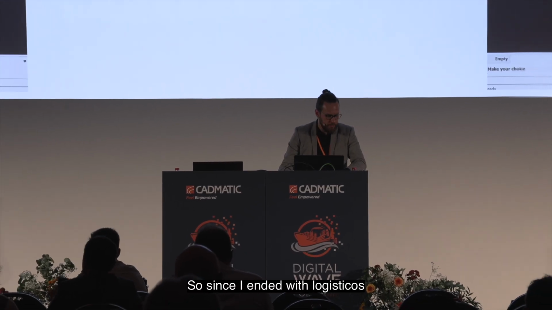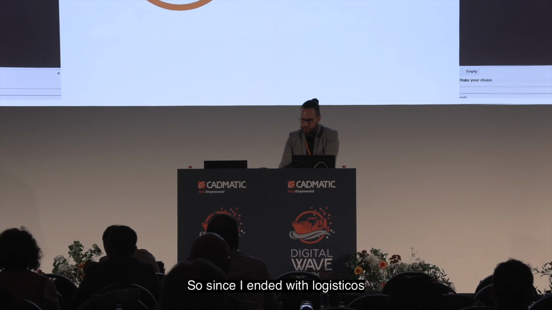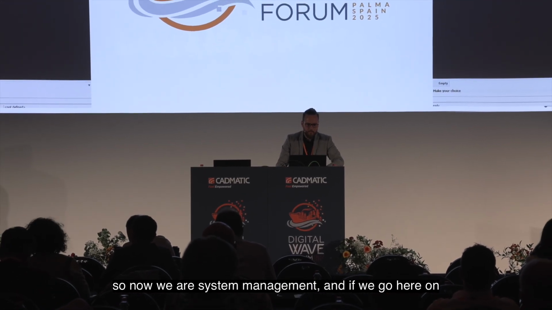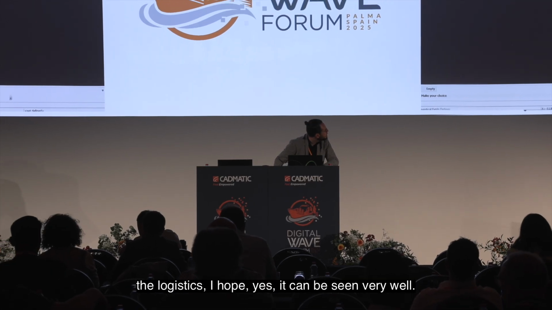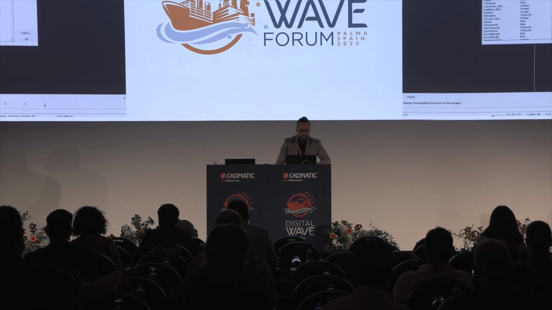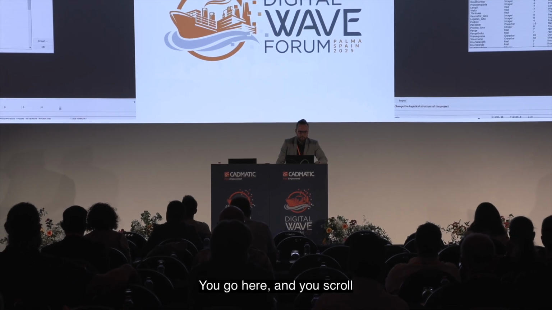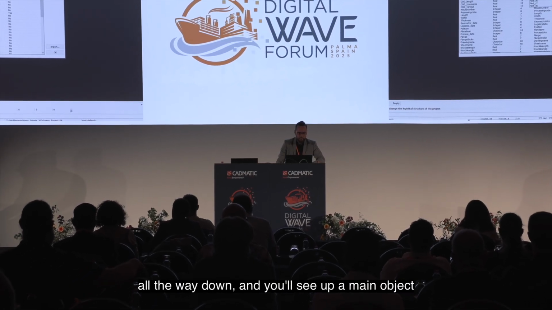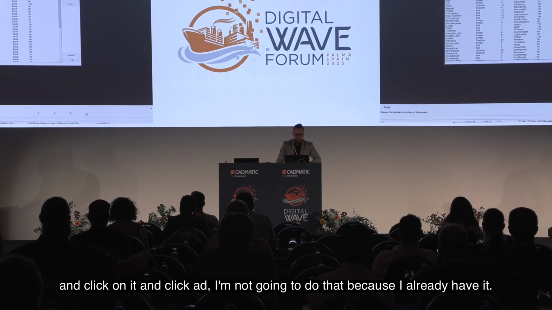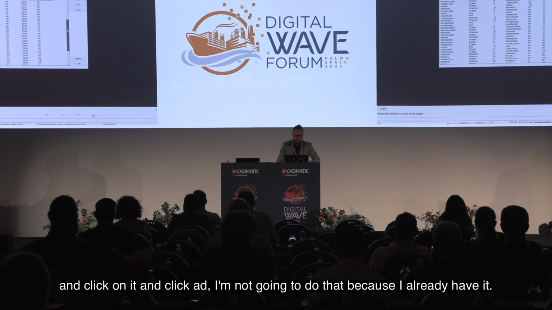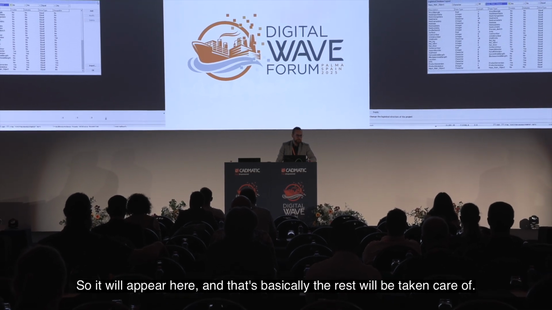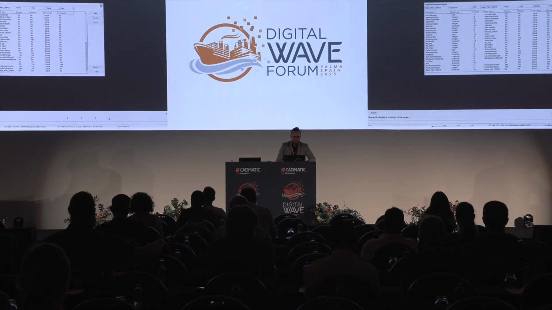Since I ended with logisticals, now we are in system management. If we go here under logistics, I hope it can be seen very well, Logistical database layout. You go here, and you scroll all the way down, and you'll see Napa main object. You can click on it and click Add. I'm not going to do that because I already have it. So it will appear here, and that's basically it. The rest will be taken care of.